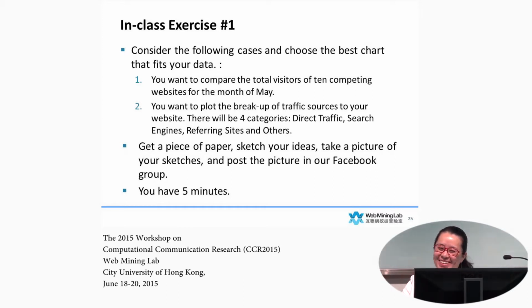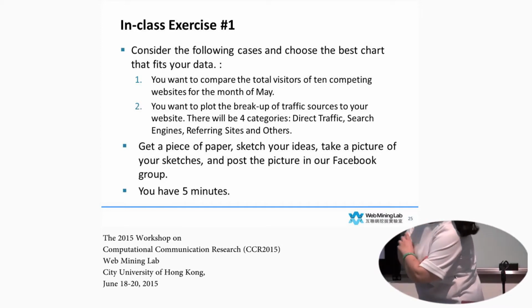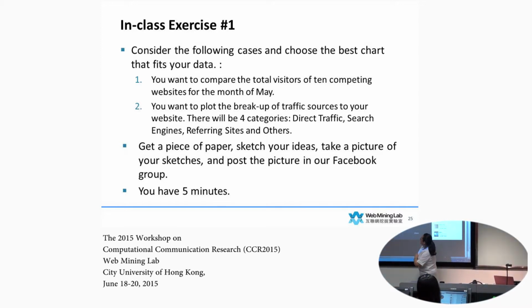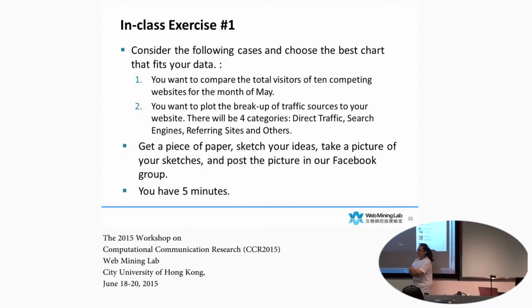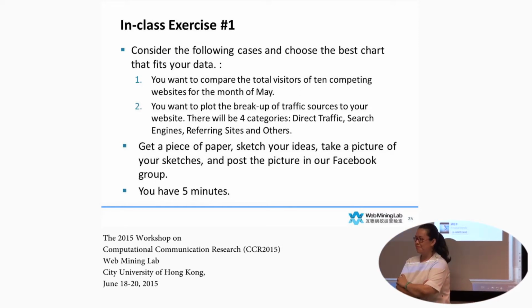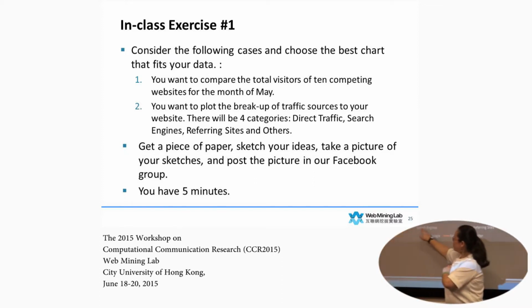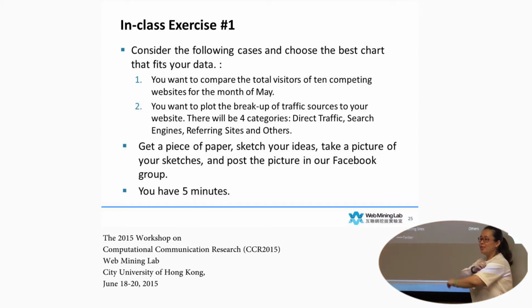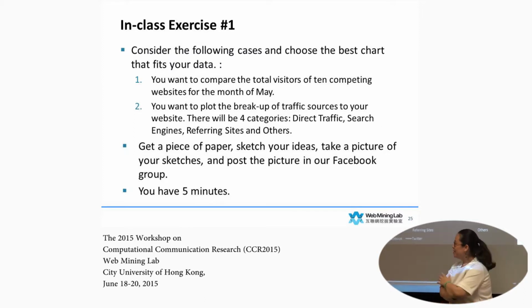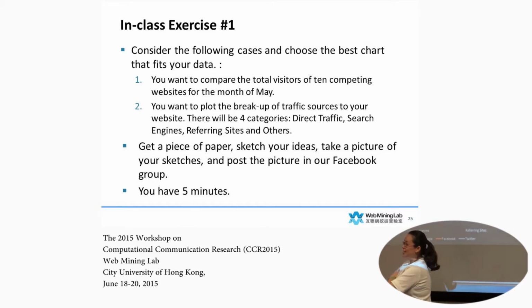Okay, it's interesting, right? Line chart. Why do you choose this line chart to visualize? For example, the four sources: direct traffic, search engines, referral sites, and others. We call this categorical. So when we have this categorical scale, it's not a good idea to choose line chart.